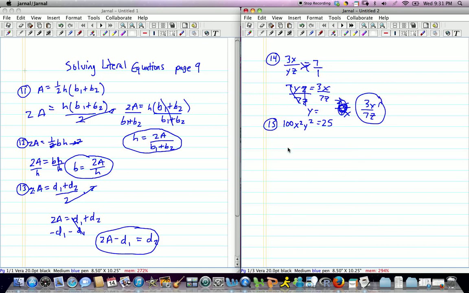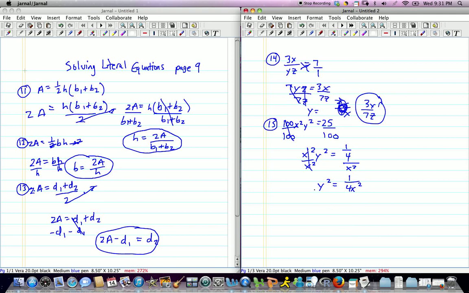Okay, and the last one asked me to solve for y. So I need to first divide by 100. That gives me x squared y squared equals 25 over 100, which reduces to 1 over 4. Now I need to divide by x squared because I want to get y by itself. So I do that here. I get y squared equals 1/4 divided by x squared. That's the same thing as saying 1 over 4x squared.